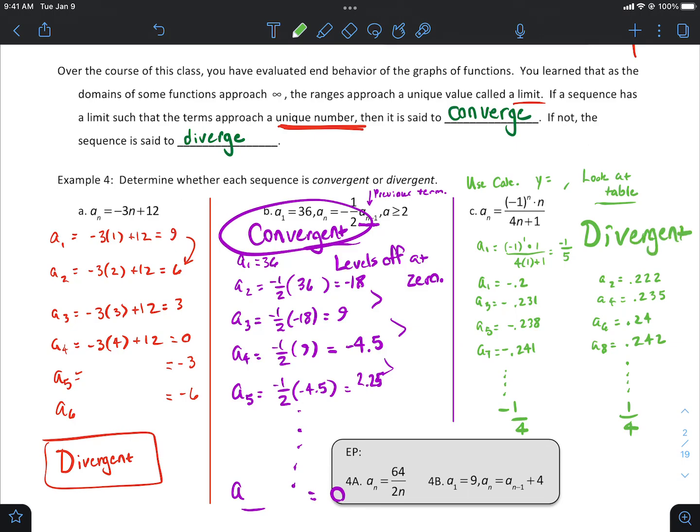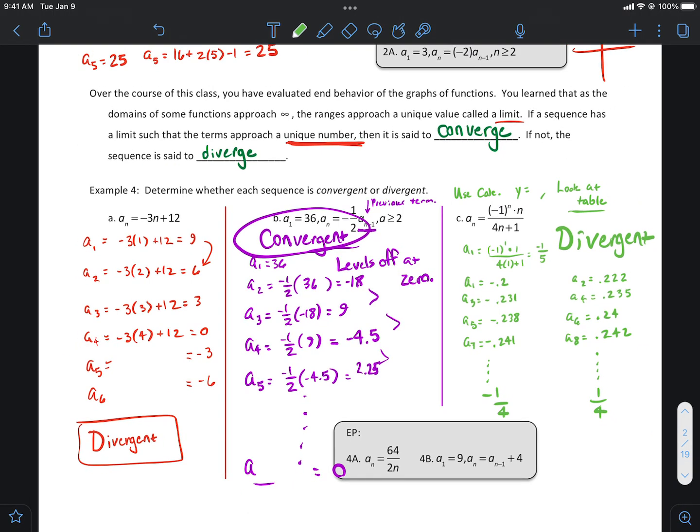And that is kind of a special case, honestly. More than likely, you'll see these two here on tests and quizzes. But that's using a table to quickly figure out that it's going to be convergent.